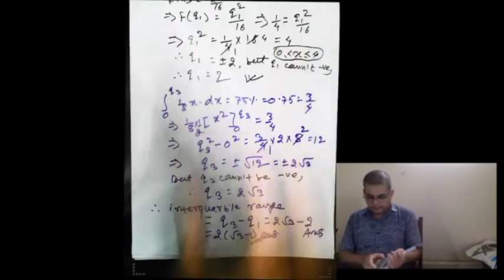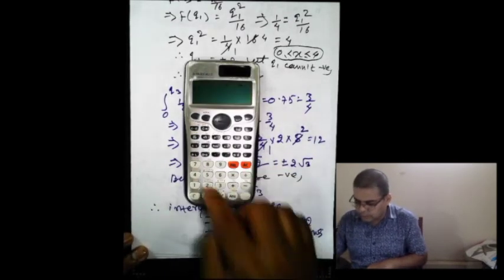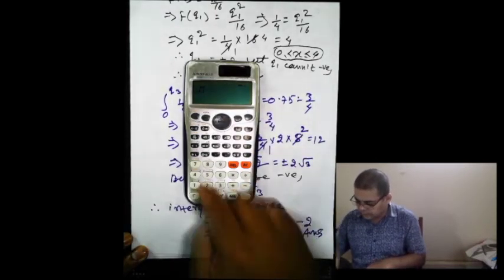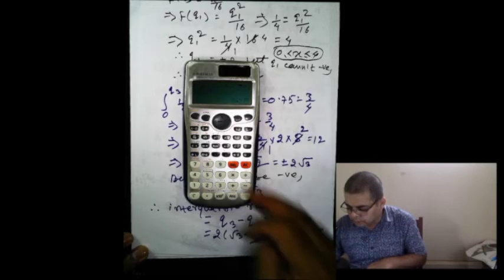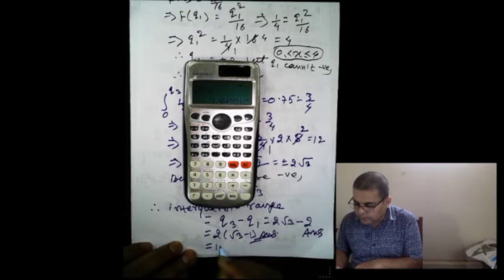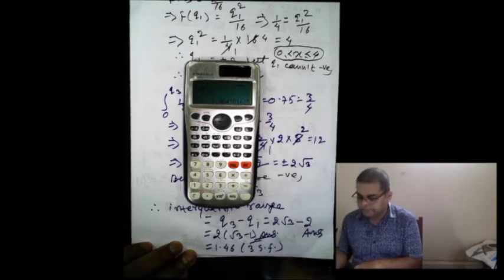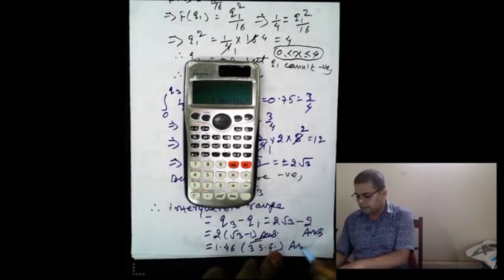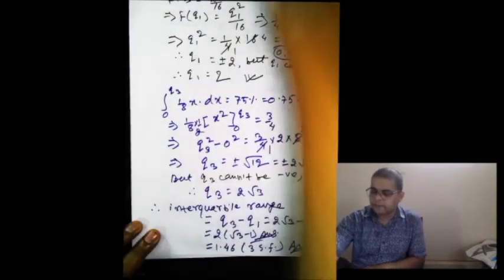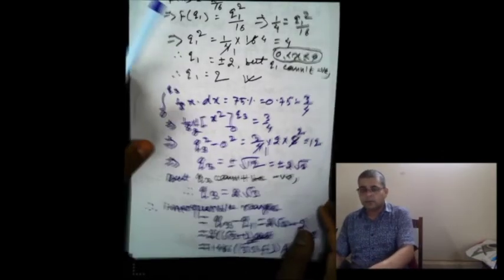If you write the answer in significant figures, then you can do this also: 2 root 3 minus 2, or you can calculate it, and that equals 1.46 to 3 significant figures. So you can express your answer in exact form and also in significant figure form, as you like, or as it is advised in your question.